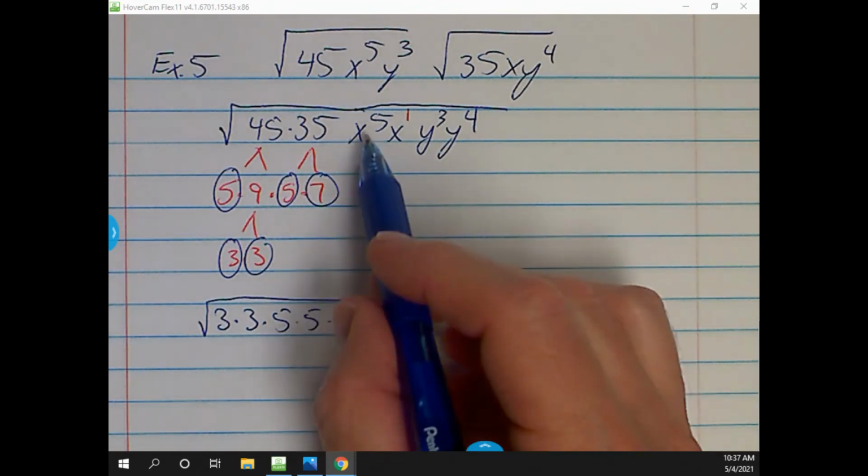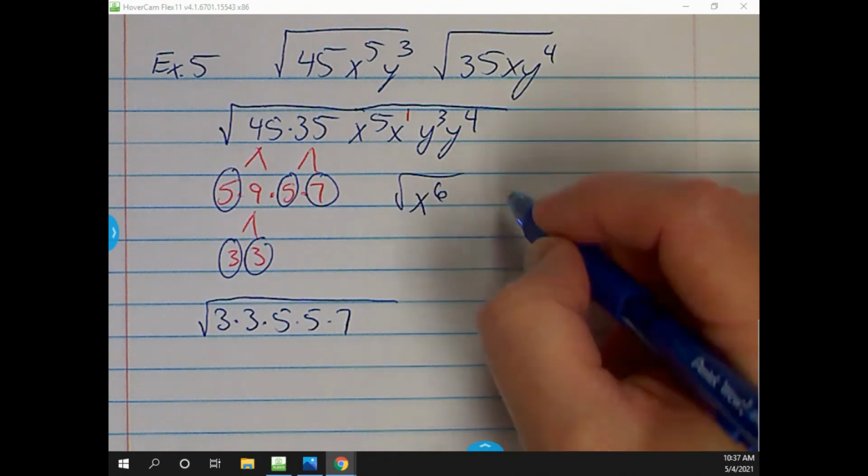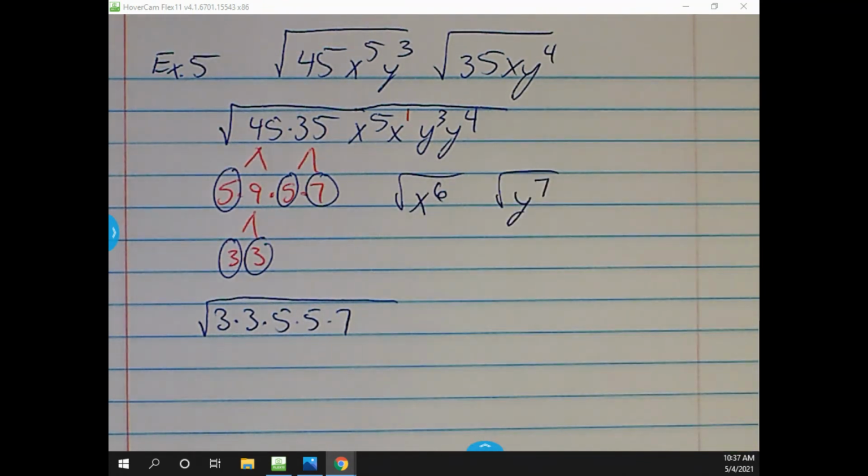Okay, for the x's, we've got 5 plus 1, so that makes x to the 6th. And for the y's, 3 plus 4 is 7. Most people hate doing variables, but this is the part where variables are easy, because you just add the exponents together and then you break them down.